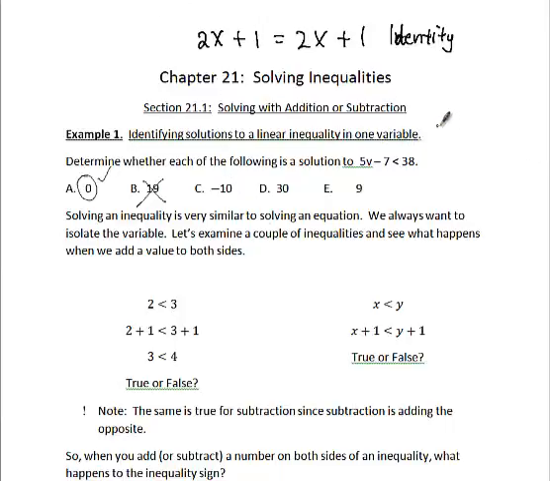What about negative 10? With a negative 10, the left becomes 5 times negative 10 minus 7. Is that less than 38? Well, 5 times negative 10 is negative 50. And if we subtract an additional 7 from that, we get negative 57. And a negative number is less than a positive, so negative 10 checks out.